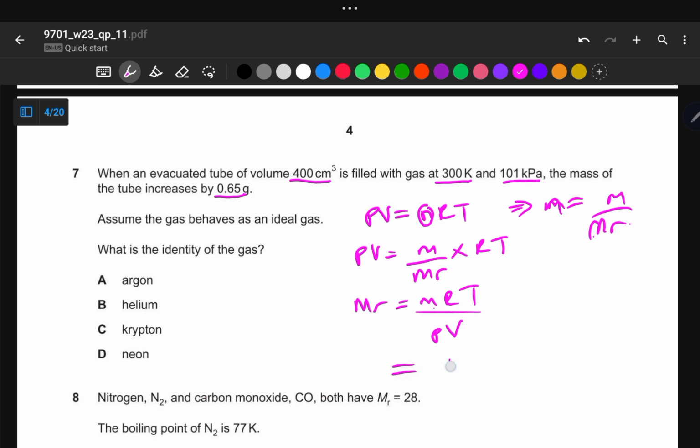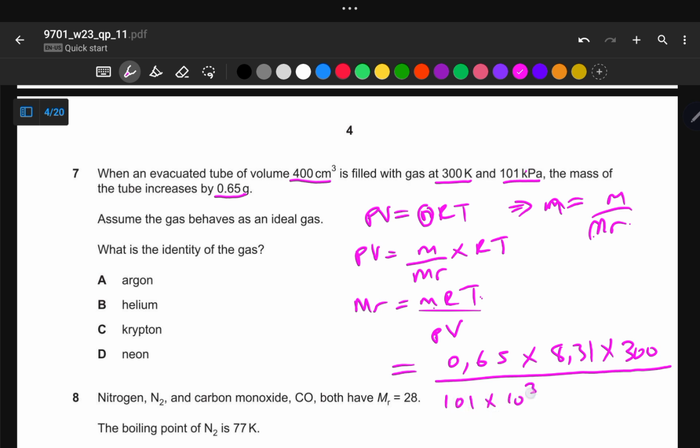So our mass is equal to 0.65 multiplied by R, the gas constant, which is equal to 8.31, multiplied by temperature in Kelvin, which is equal to 300 Kelvin. And then we divide by P, the pressure in Pascals. So here we are given kilopascals, so we're going to say 101 multiplied by 10 to the power 3, the kilo being thousand, right? Multiplied by volume in cubic meters. So we are given volume in cubic centimeters, so it's 400 multiplied by 10 to the power negative 6 to convert to cubic meters.